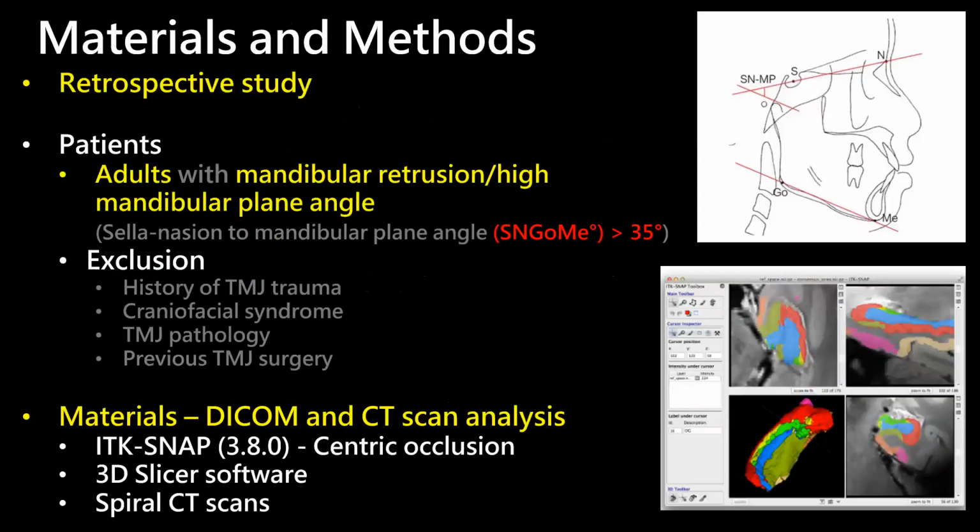Materials and methods. This is a retrospective study in which the enrolled patients were adults with mandibular retrusion and a high mandibular plane angle, defined as a sella-nasion to mandibular plane angle over 35 degrees. Patients were excluded if they had a history of TMJ trauma, craniofacial syndrome, TMJ pathology, or any previous TMJ surgery. We used DICOM and CT scan analysis, with the tools listed below, and the lower right shows the ITK-SNAP we can use to see the centric occlusion.